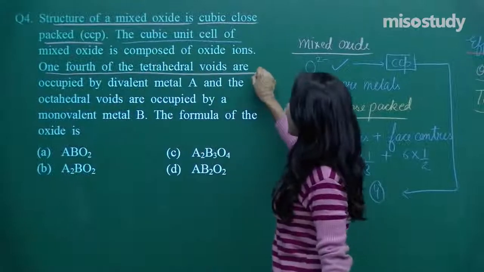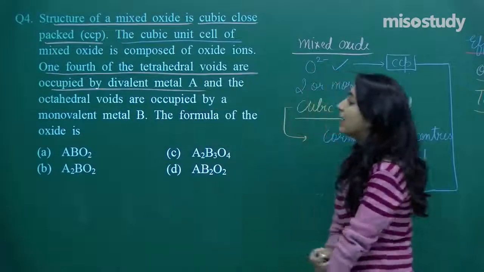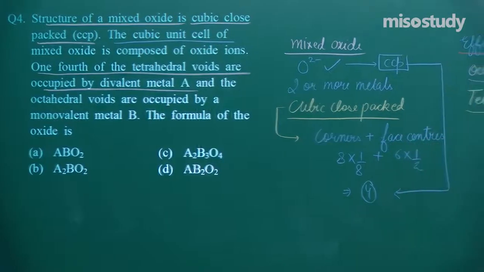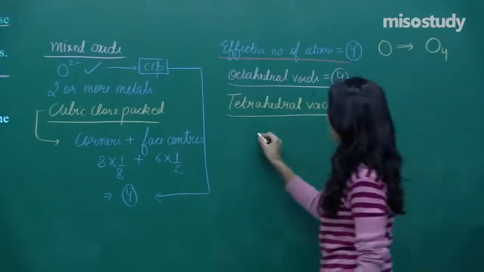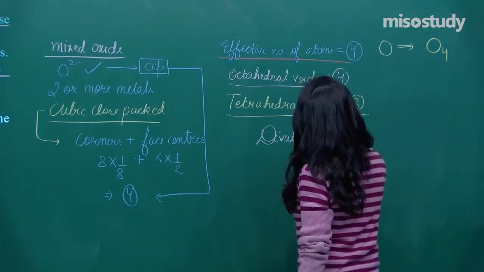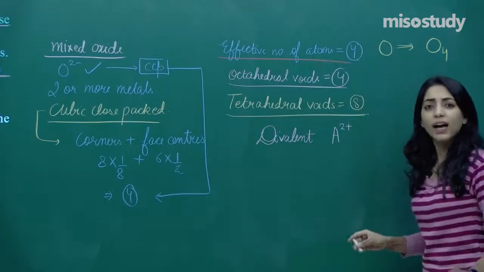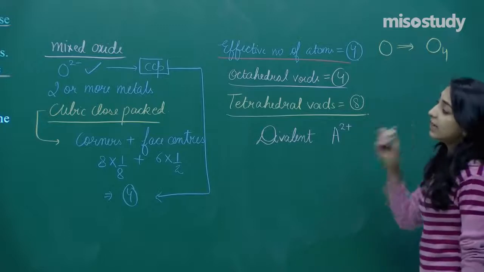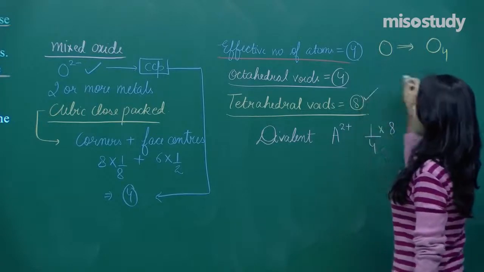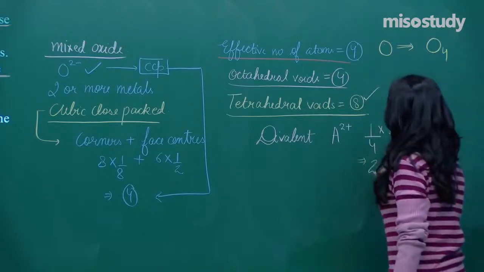Now moving further, 1/4 of the tetrahedral voids are occupied by the divalent metal atom A. Point number 1. He is saying divalent. Divalent means that A will be having a total of +2 charge. And how many such atoms are there? He said 1/4 of tetrahedral voids. So tetrahedral voids are 8. So 1/4 of 8 will get the answer as 2.